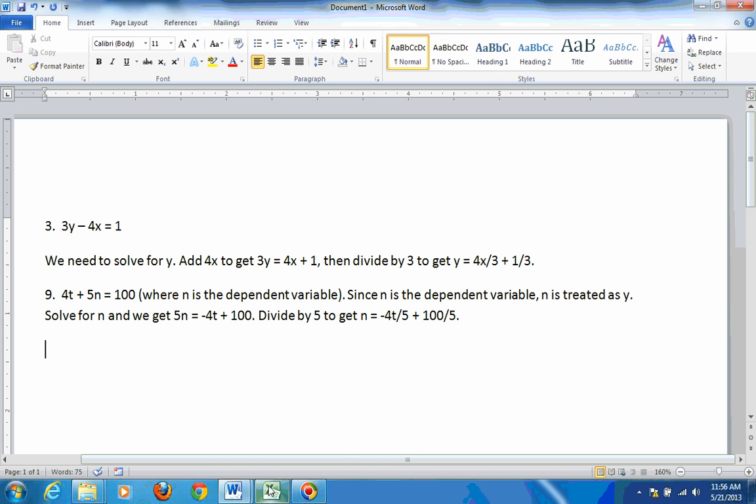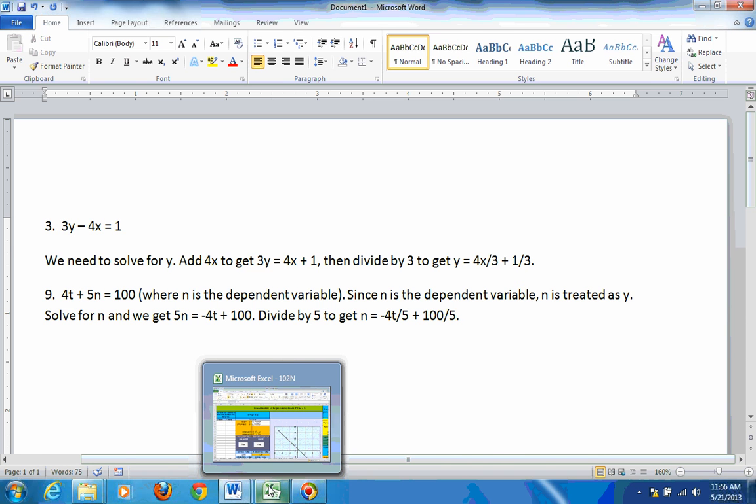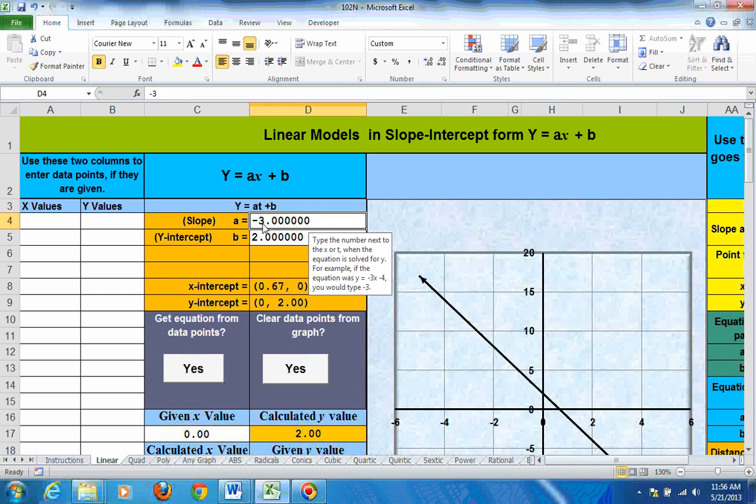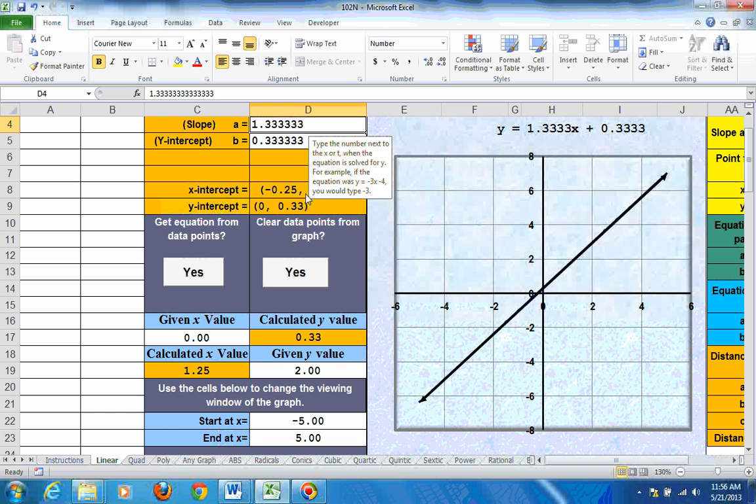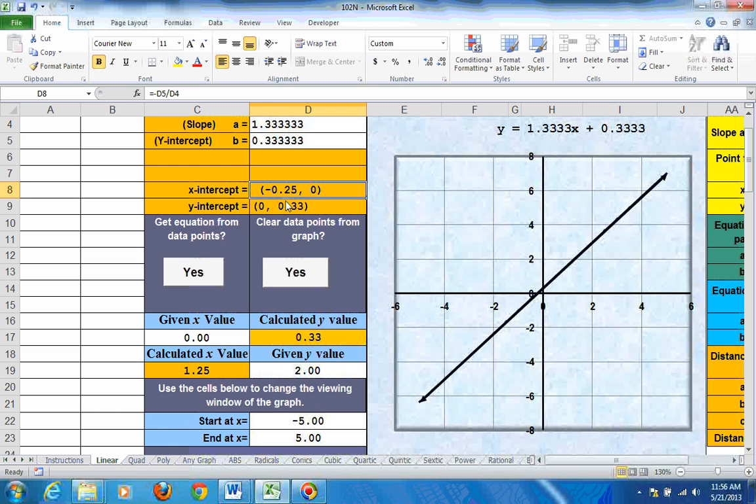And again, you could put those into Excel, 4/3 and 1/3. So 4/3 right here and 1/3 right here. And there's the graph of that thing. You can see it's going up. It's rising 4 every run of 3. It just wrote it as a decimal right there. But that's the slope. That's the y-intercept. You can change your viewing window down here. X-intercepts and y-intercepts are calculated for you right here.